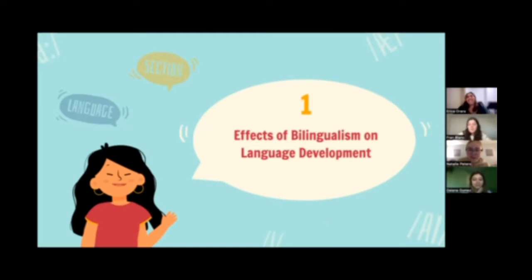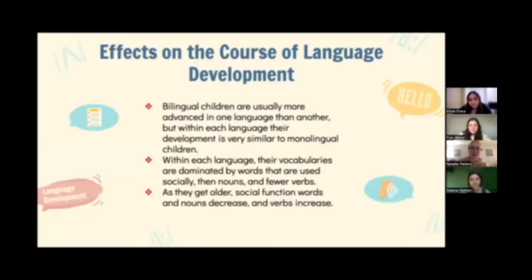So, first, I will be talking about the effects of bilingualism on language development. There are two different types of effects, the first one being the course of language development. So, bilingual children are usually more advanced in one language than another, but within each language, their development is very similar to monolingual children. Also, within each language, their vocabularies are dominated by words that are used in social contexts, and then nouns and fewer verbs. But as they get older, social function words and nouns actually decrease and their verbs increase.